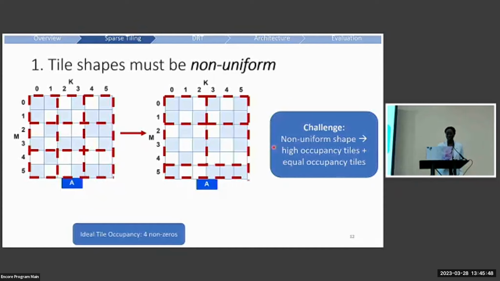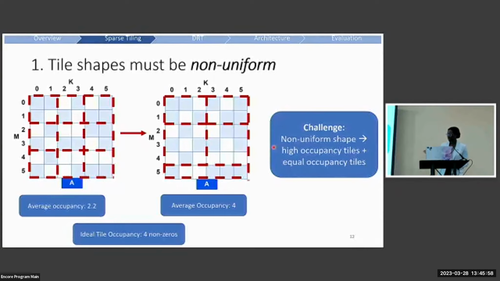Whereas the state-of-the-art tiling approach in this example gives us 2 non-zeros on average per tile, this ideal non-uniform tile-shaped matrix gives us 4 non-zeros per tile.